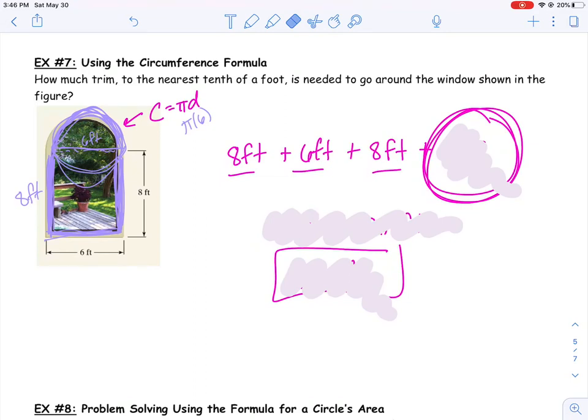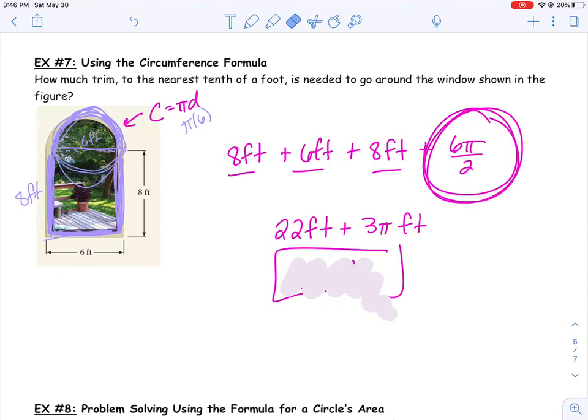I've got the 8 feet, that's the left side. I have the 6 feet, that's the bottom. I have the 8 feet, that's the right side. But then I also have that half of a circle, which is the circumference, 6 times pi, divided by 2, because I don't want the whole entire circle, I just want the top half. So that gives me 22 feet plus 3 pi feet, if they wanted an exact answer.